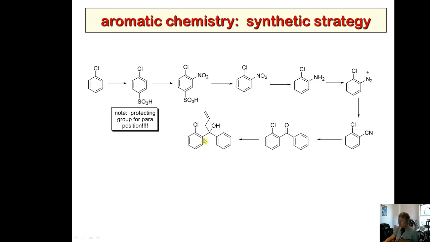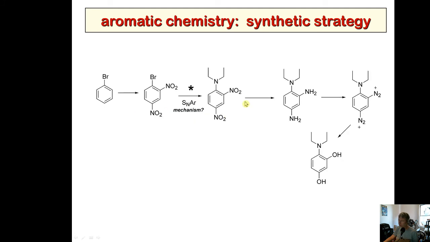This just shows a long synthetic strategy, and we're applying a couple different strategies. Yeah, a really cool strategy though is the blocking of the para position with the sulfonic acid. Here's just another one. This is using the SNAr mechanism, and probably not an exam style synthesis problem.